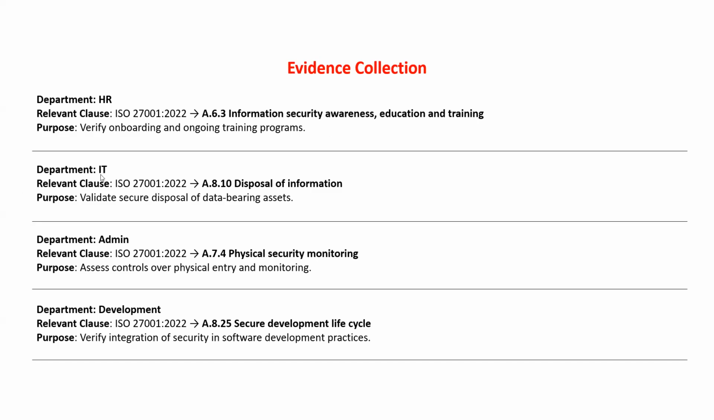Specifically, we have looked into the IT department as well. And for the IT department, I targeted control number 8.10, which is talking about disposal of information. So here we are validating secure disposal of data bearing assets as well. So like this, we looked into different controls and started looking for the evidence for that control.